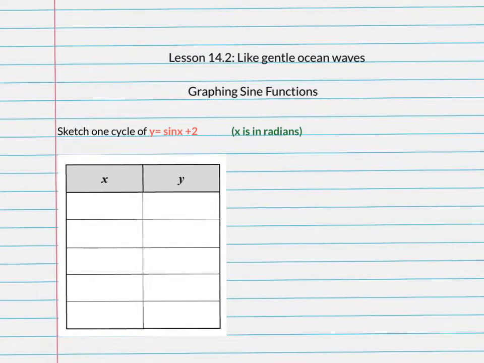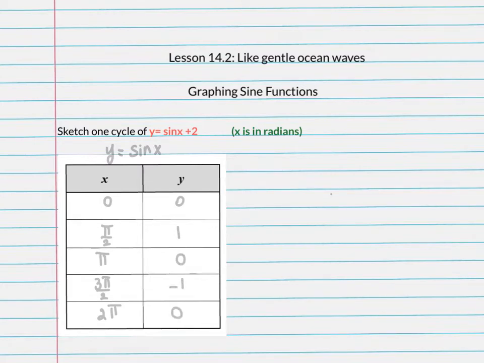When we start the graphing, we need to start from the table of values of the parent function and make the necessary changes. Y equals sine x, in radians, so the x values range from 0 to 2 pi: 0, pi over 2, pi, 3 pi over 2, and finally 2 pi. The y values are 0, 1, 0, -1, and 0.